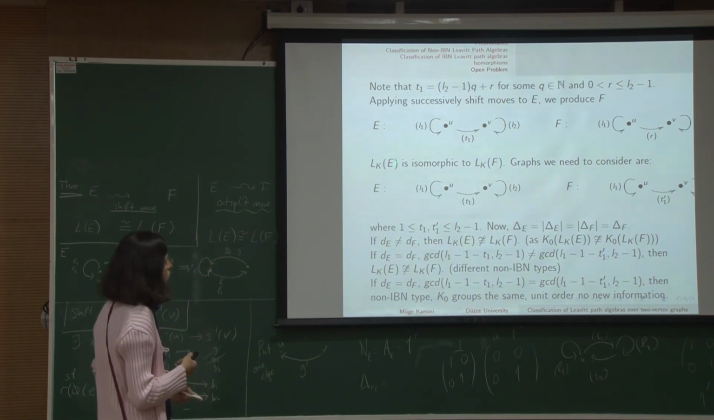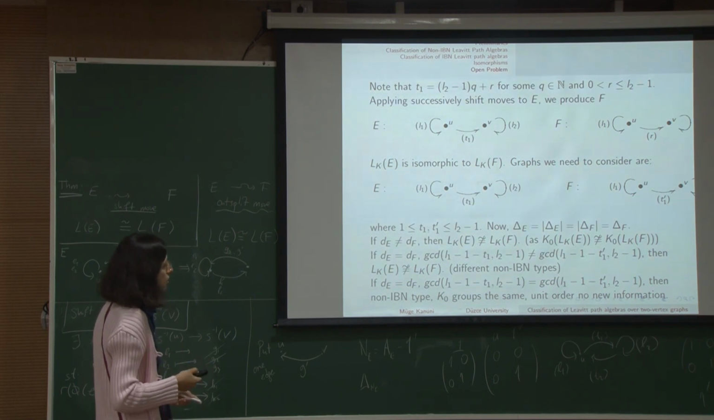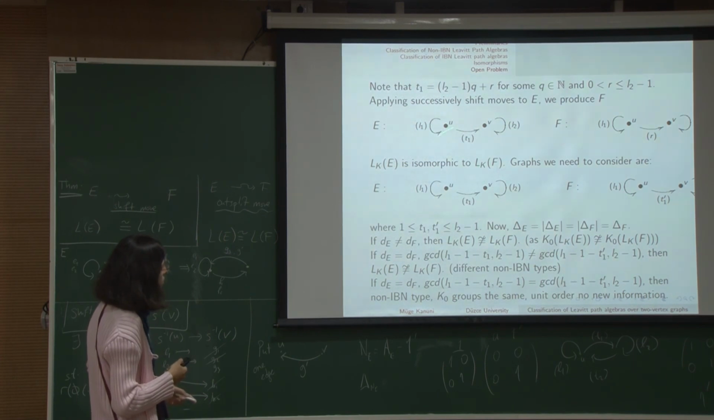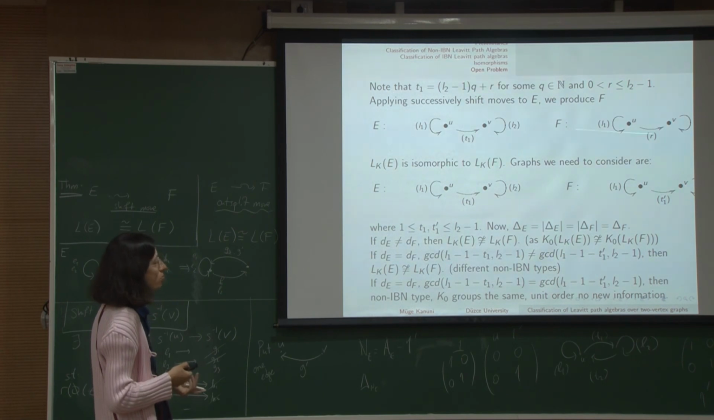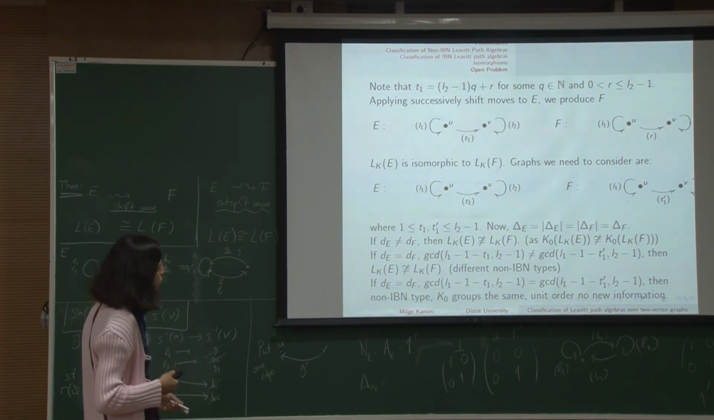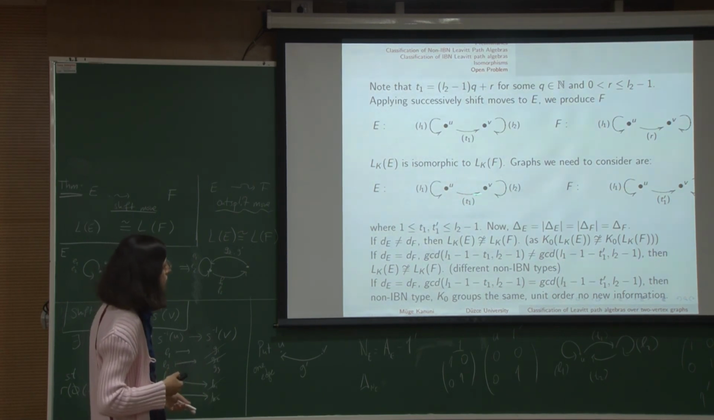Well, good. So we need to consider two graphs. And I know that the Leavitt path algebra of this graph is isomorphic to the Leavitt path algebra of the other one because I applied the shift move. Whether these are isomorphic if I pick different numbers here.